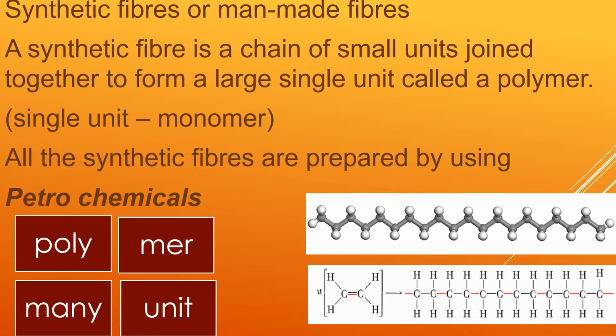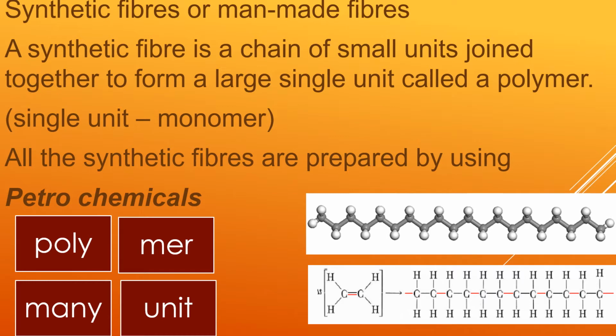Synthetic fiber is a chain of small units joined together. Each small unit, we call it as monomer, is actually a chemical substance. Small units combine to form a large single unit called polymer. The word polymer comes from two Greek words. Poly means many and mer means part or unit. So, a polymer is made up of many repeating units.